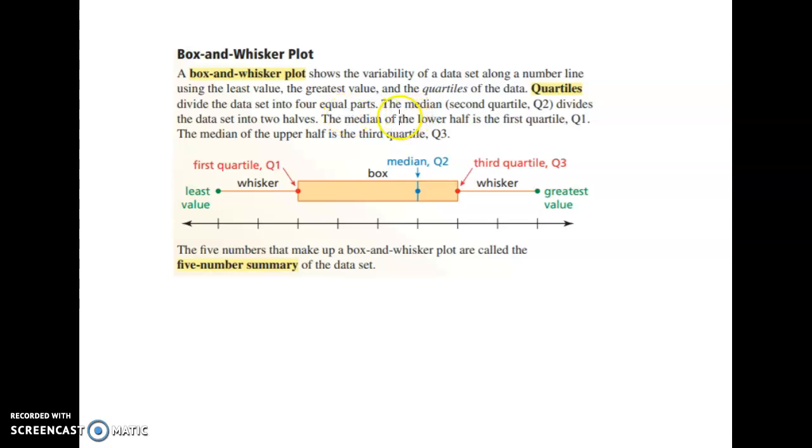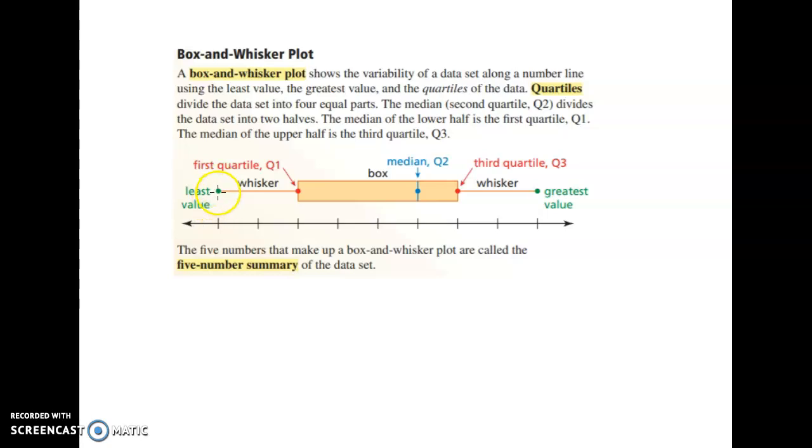And the median is the middle. We're going to call that quartile 2. And then that is going to be cut in half into an upper half and a lower half. And then the median of the upper half is Q3, and the median of the lower half is Q1.